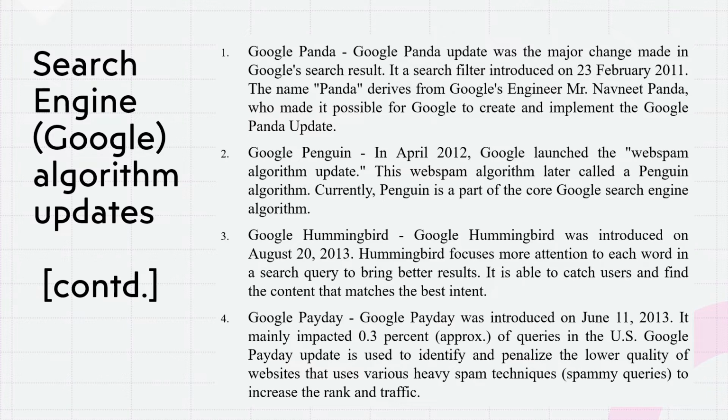Google Payday. Google Payday was introduced on June 11, 2013. It impacted approximately 0.3% of queries in the US. The Google Payday update is used to identify and penalize lower quality websites that use heavy spam techniques or spammy queries to increase their rank and traffic. The advantage of Payday is that it improves the ranking or quality of search queries.